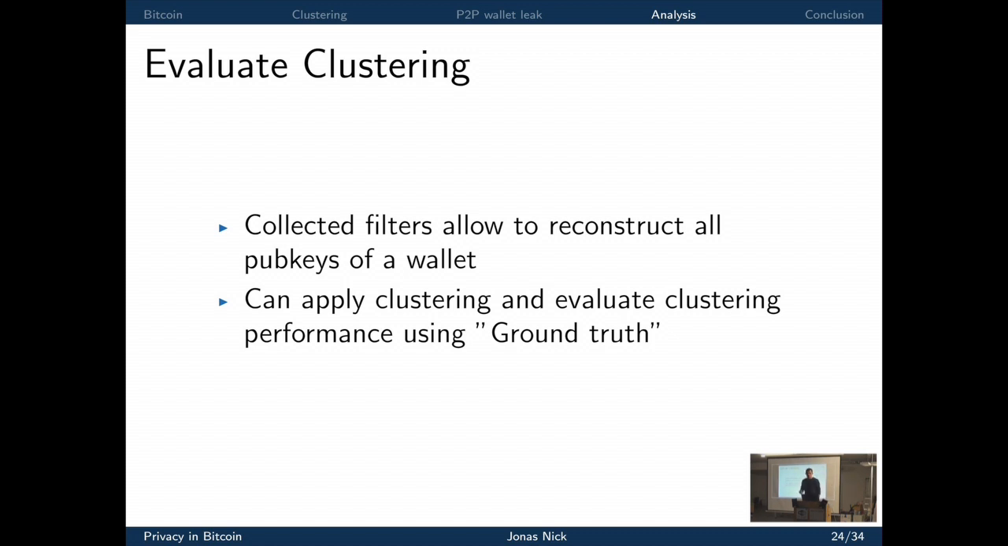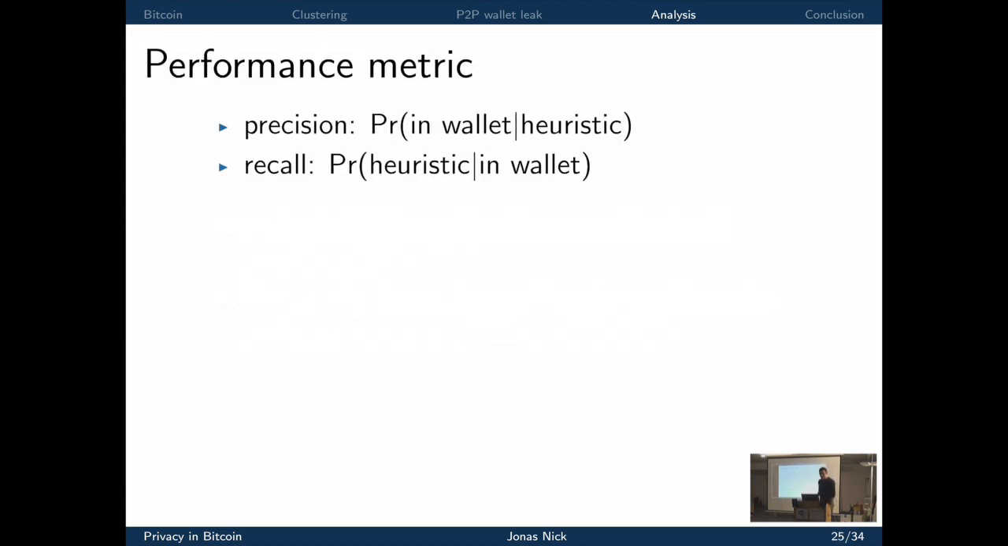Okay, so our goal was to evaluate clustering. So now we have collected the filters and we reconstructed all pub keys of each individual wallet. So now we can apply clustering and then see how well clustering actually works, because now we have kind of the ground truth. And as performance metrics we use precision and recall. The precision is the probability that a pub key is really in the wallet given that it was found by the clustering heuristic. The recall is the probability that it is found by the heuristic given that it is in the wallet.